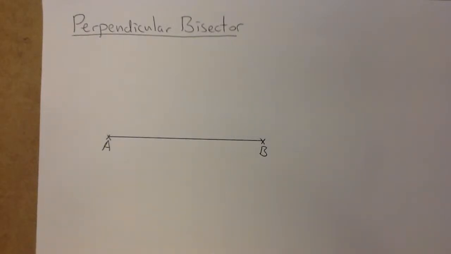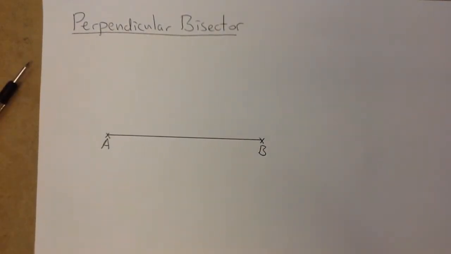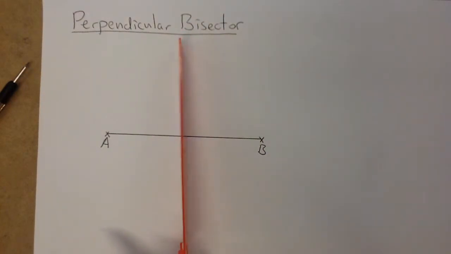If we're going to use a compass and a straight edge to do a perpendicular bisector of a segment, what we first need to do is realize that our segment, the perpendicular bisector, is going to cut it in half, and it's going to form a right angle relative to it. So that's where the end result should be.